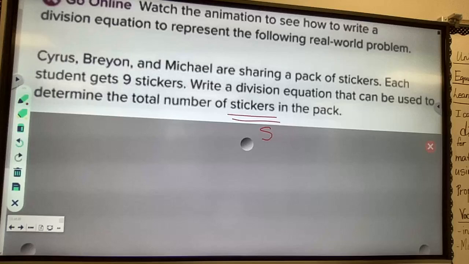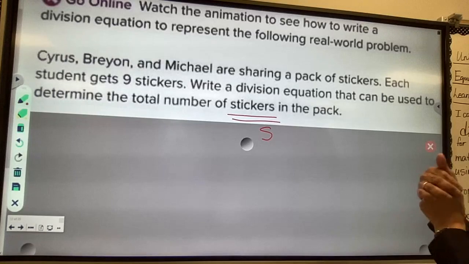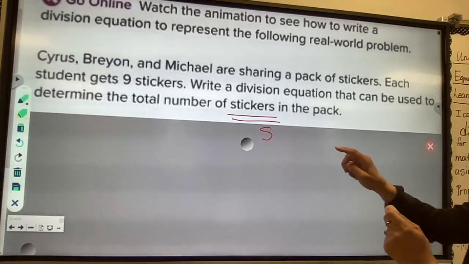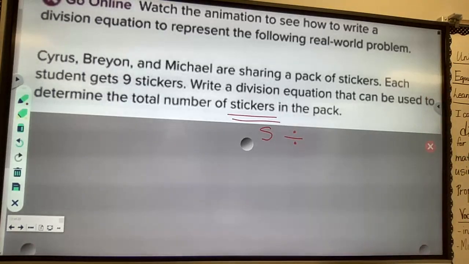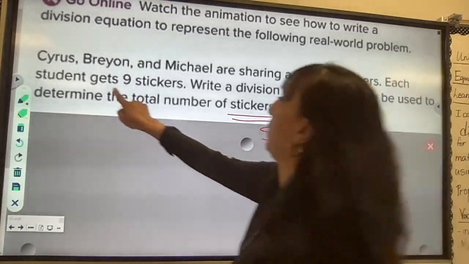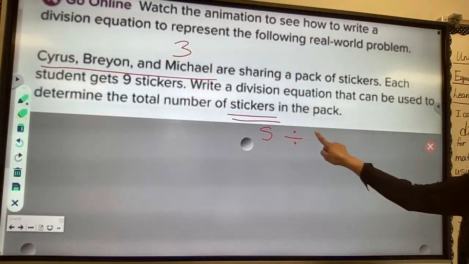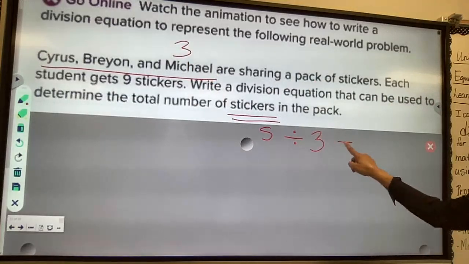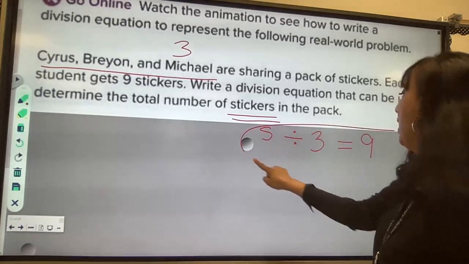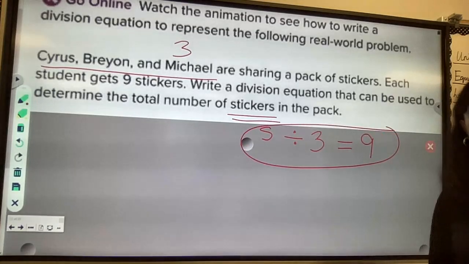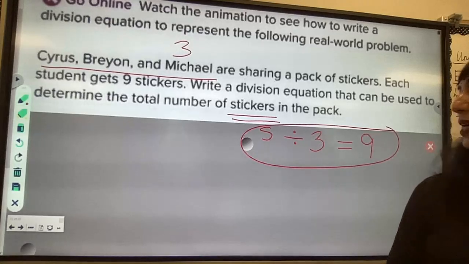All right, and we have to write an equation where we are dividing the stickers. So we have S divided by what? We have how many people here? We have 3 people, right? So the stickers divided by 3, and each student is getting 9 stickers. And so this is how we are writing out an equation for this one. All right, and so let's do another example.